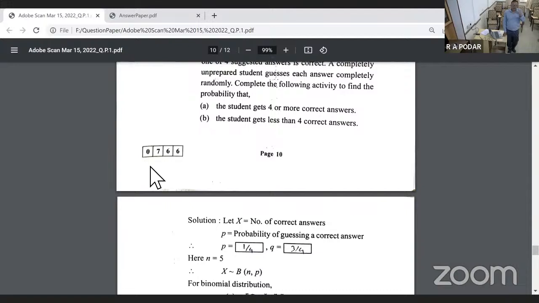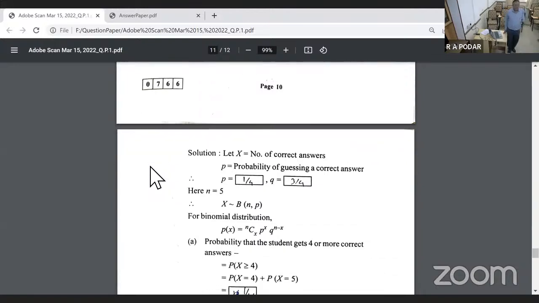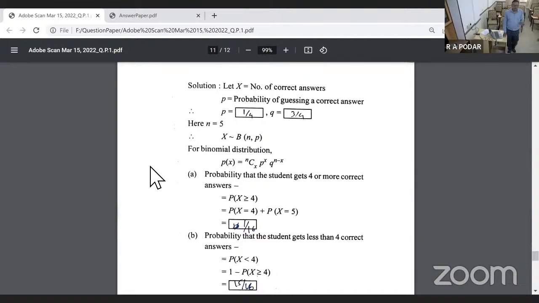And then the last one, the solution is given to you, so you can see here. It follows a binomial distribution, and you have to fill the boxes. For each box you will get 1 mark. There are 4 boxes. You only write the 4 boxes and you will get full credit for the question.